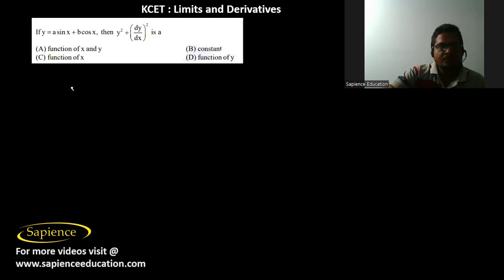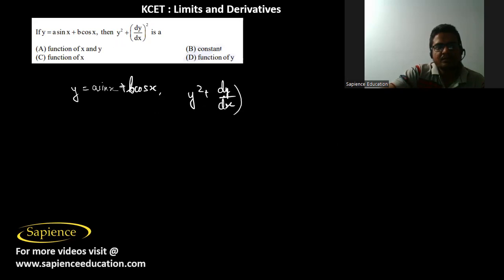Then here it is told if y equals a sin x plus b cos x, then y square plus (dy by dx) whole square is equal to what? Is it a function of x, or a function of y, or a function of x and y, or is it a constant?